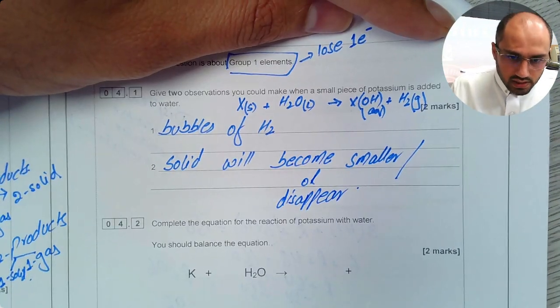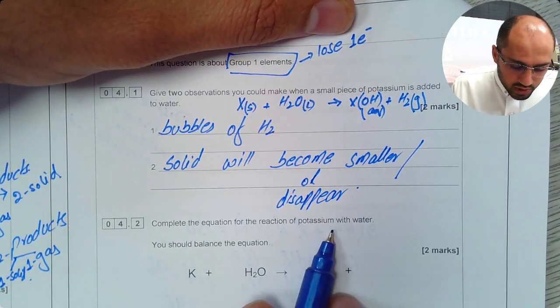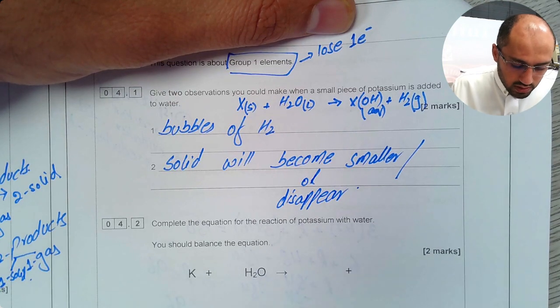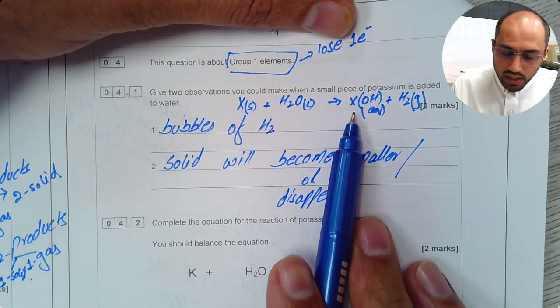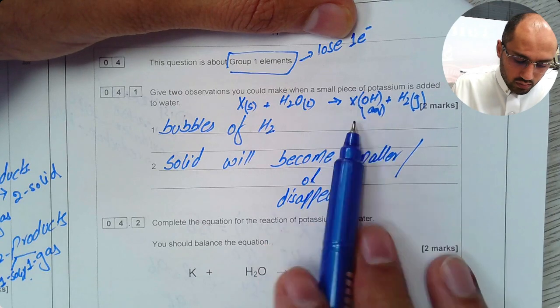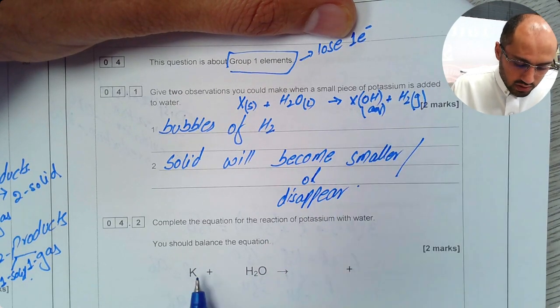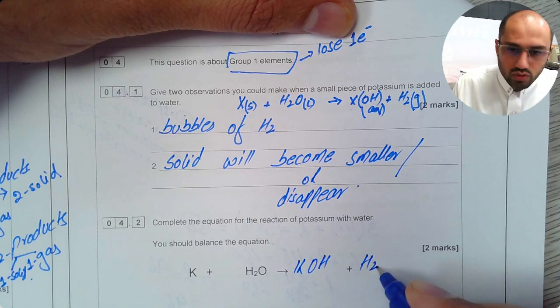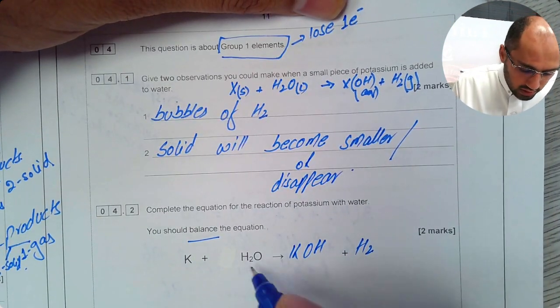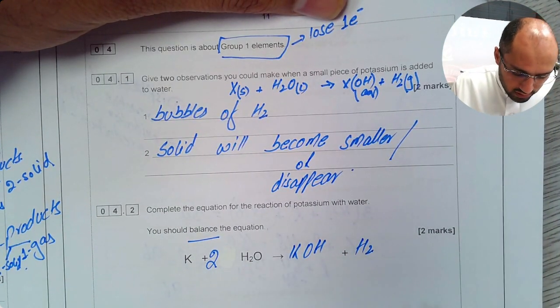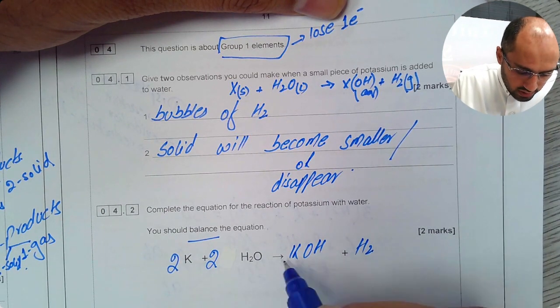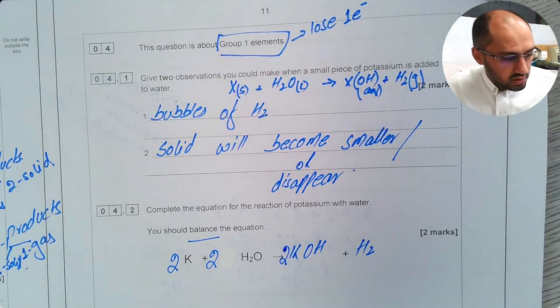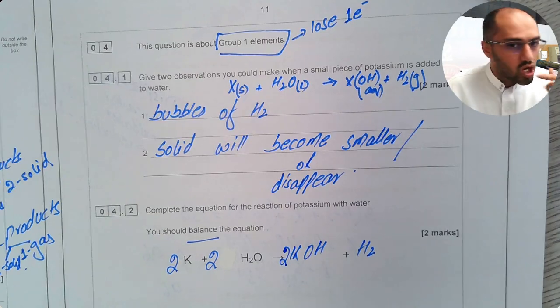Next part says complete the equation for the reaction of potassium with water. You should balance the equation. I've already got my answer here. All I have to do is write down what you see here. Instead of X, I will use K. So it will be KOH and H2. To balance this equation, I will put 2 here, 2 here, and 2 here. And this is now my balanced equation.